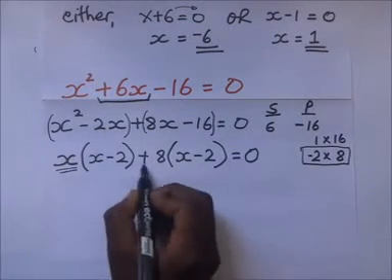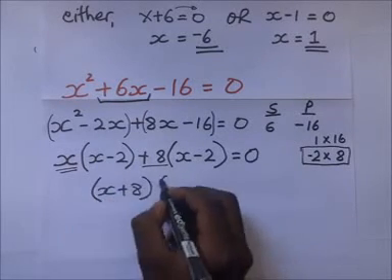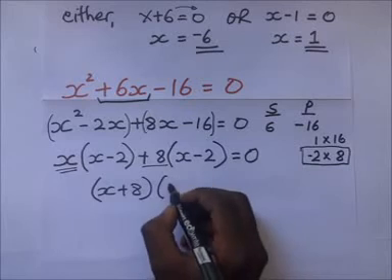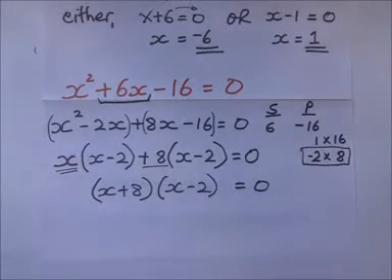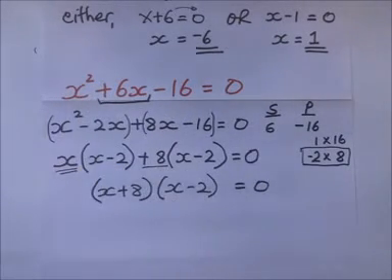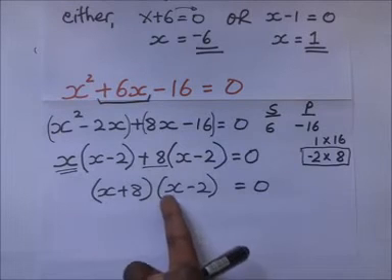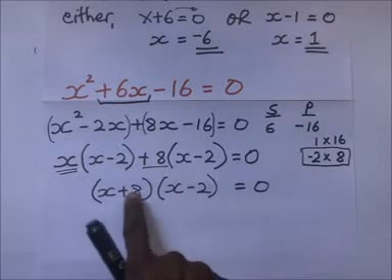That is x plus 8 into the terms that are inside the brackets, x minus 2, is equal to 0. So at this point we have factorized this quadratic expression. Now the question is, one of these is 0, because this times that is giving us 0. So either this is 0 or that is 0.